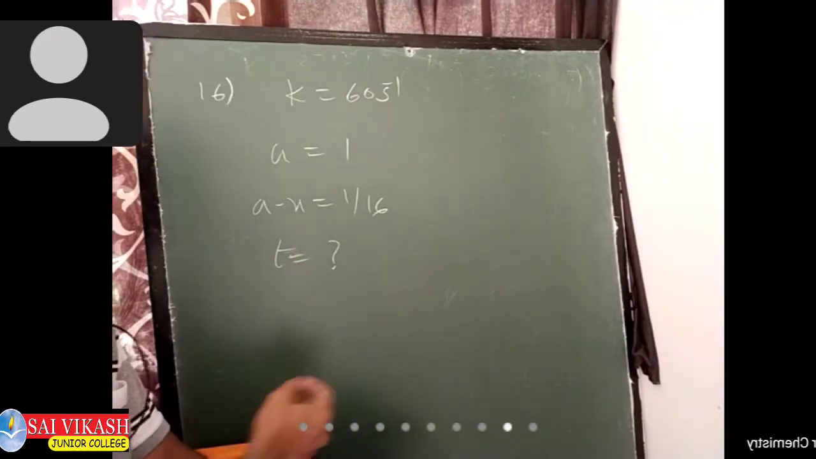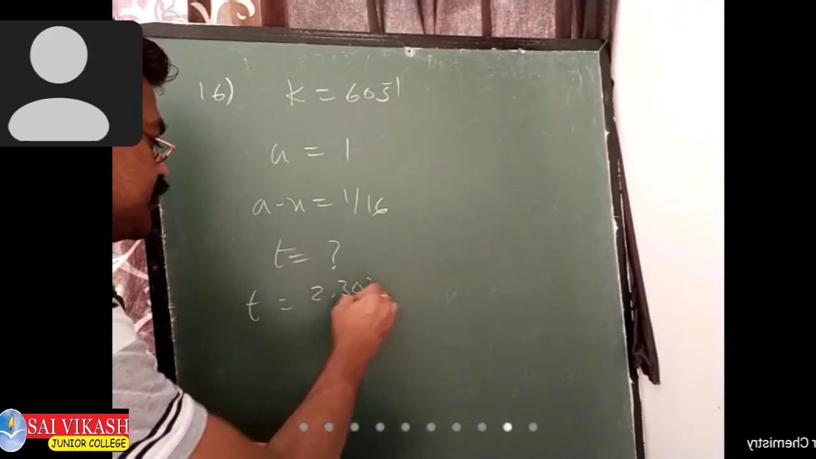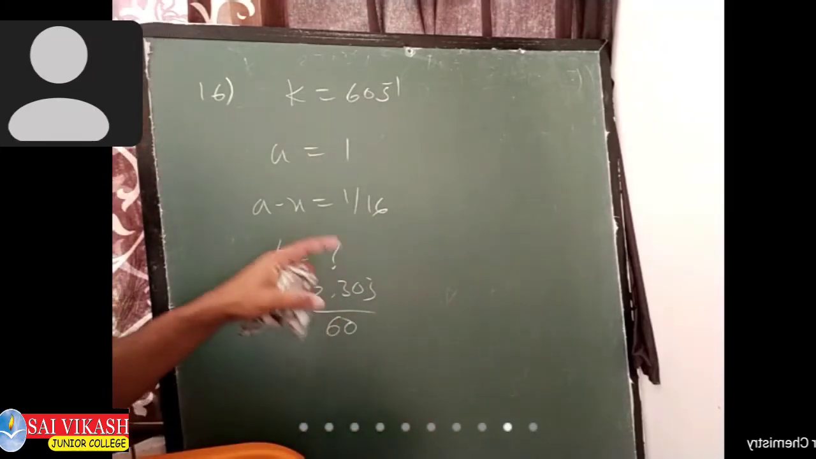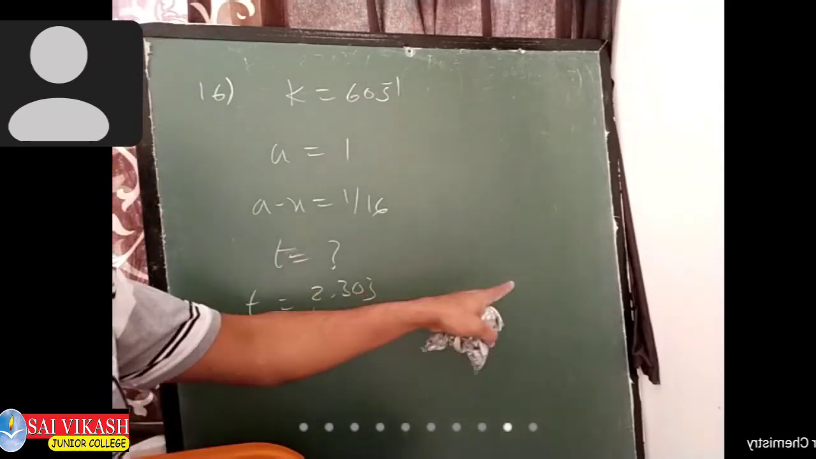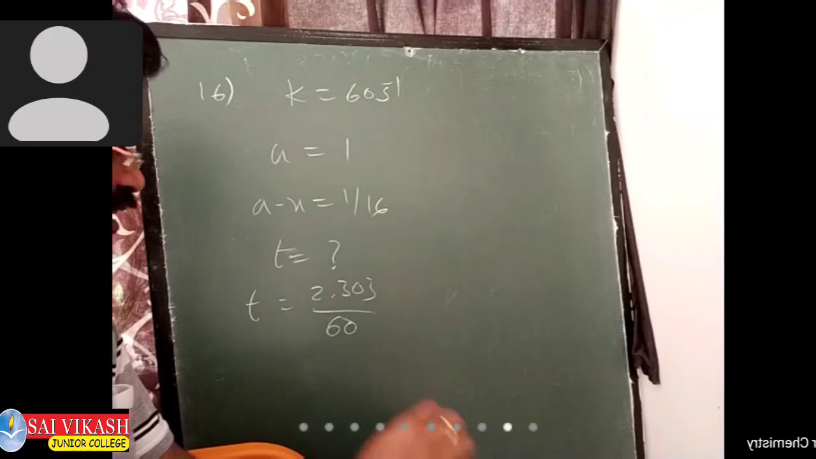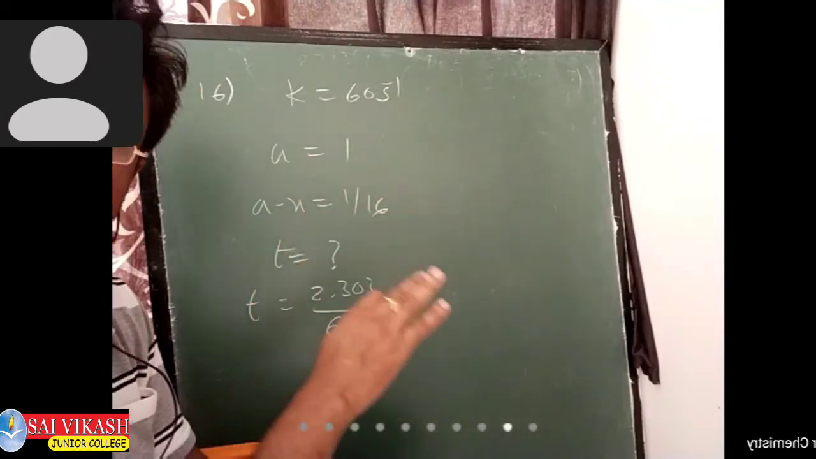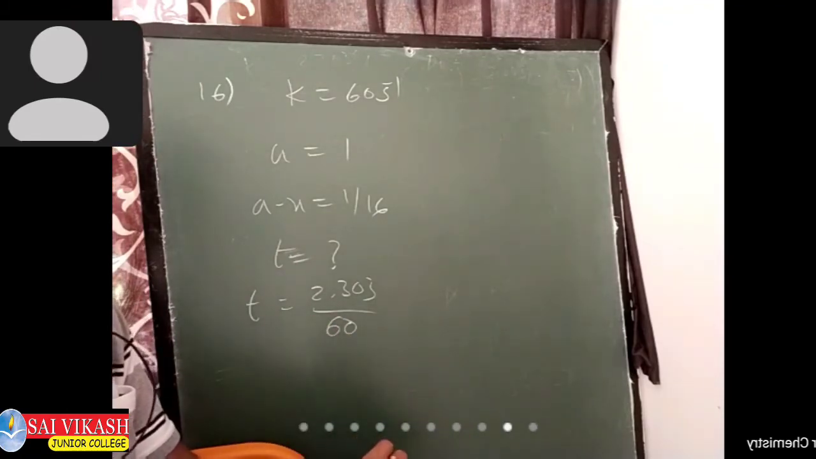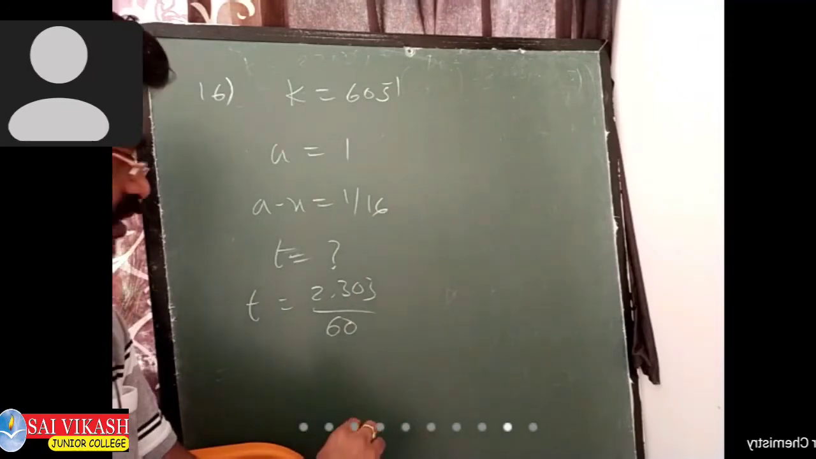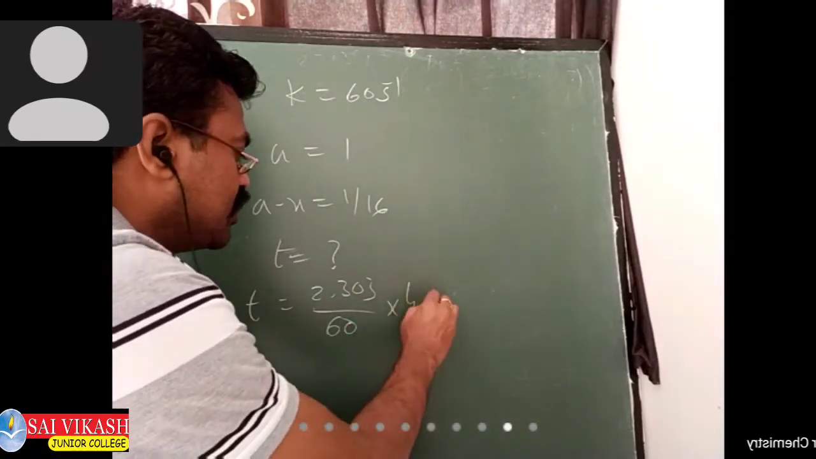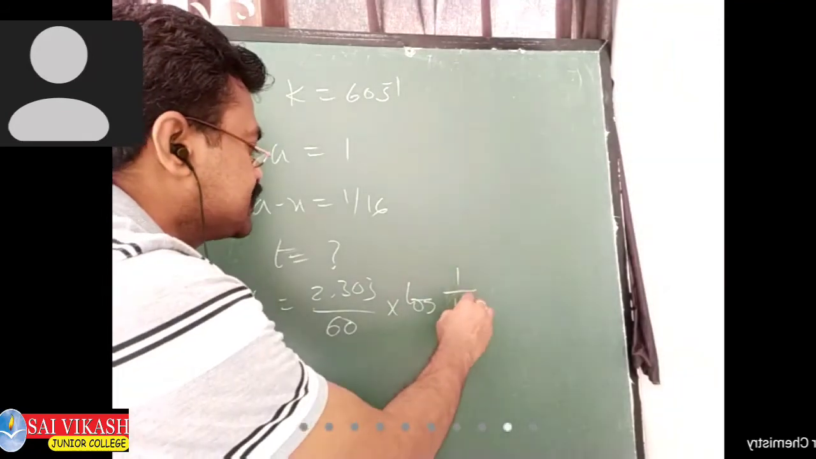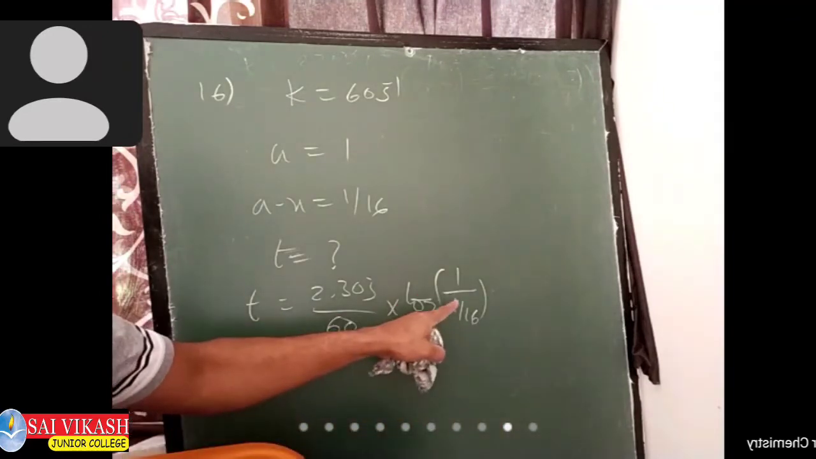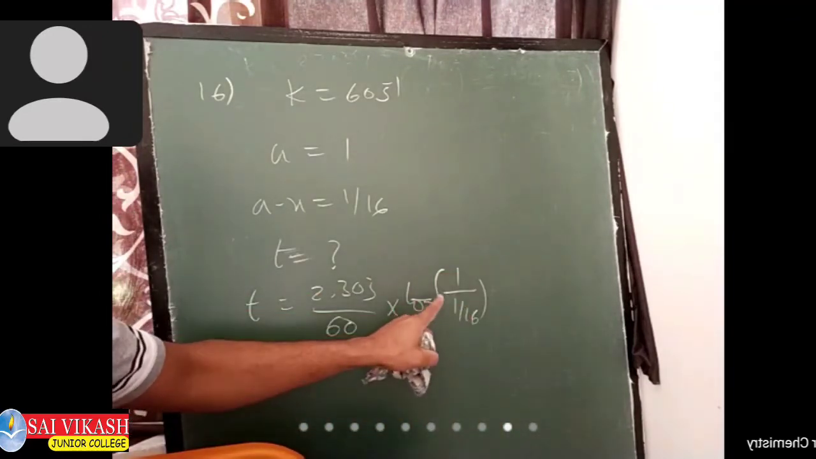T they are asking, so use the formula. T equals 2.303 by K, where K is 60. In a subject exam, it is compulsory to write the formula first, and then write the substitution. Marks they will give for the formula. Without writing the formula, don't substitute. Now I am directly substituting, into log of initially 1 by a minus x, which is 1 by 16th. The 16 goes up, so how do you write 16? 2 power 4. 2 power 4 is 16.